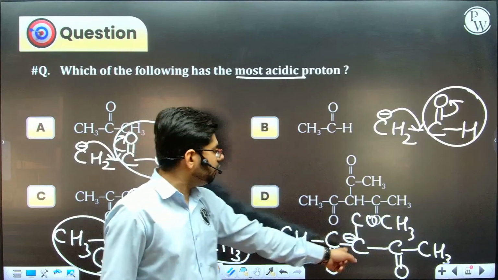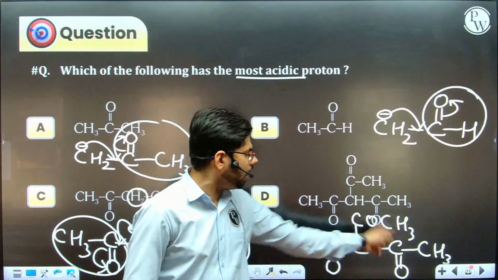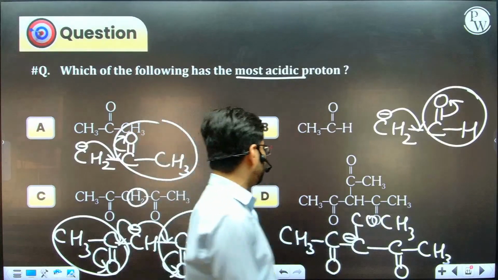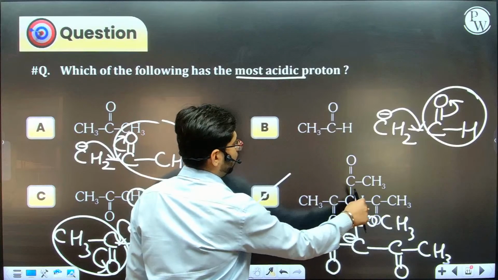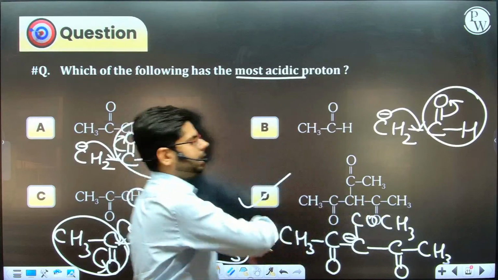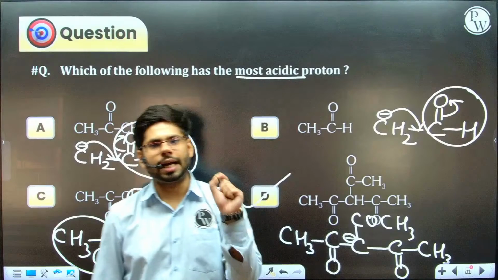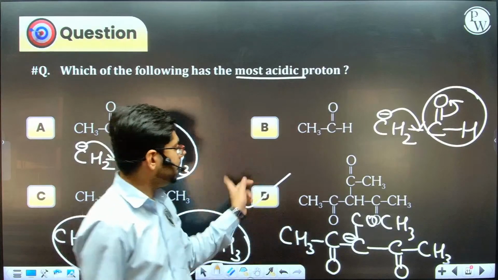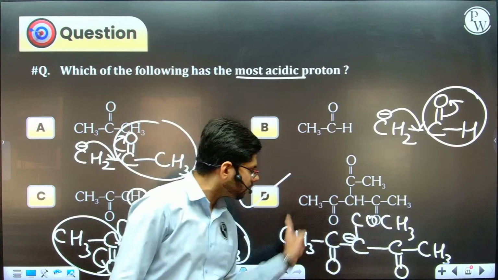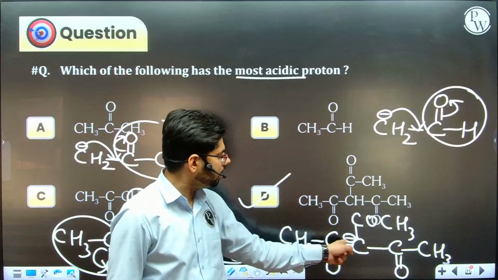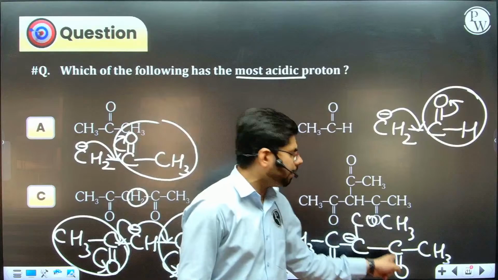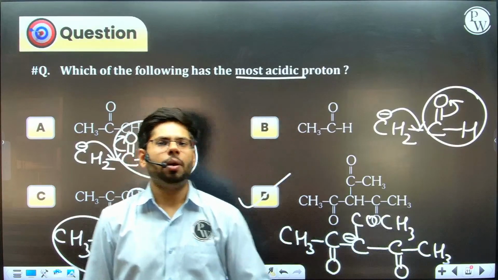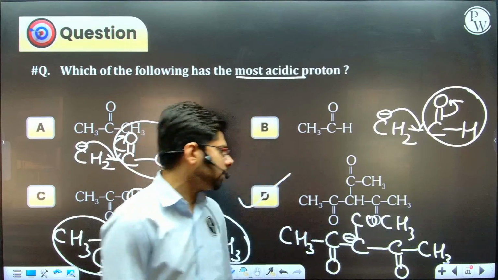So the negative charge will be extremely stable because there are 3 minus M causing groups here, which means D contains this hydrogen atom which is acidic, and out of A, B, C, D, D has the most acidic hydrogen, because once D loses this hydrogen we will get this conjugate base, and here in this conjugate base the negative charge which is appearing on carbon is being stabilized very nicely by 3 minus M causing groups.